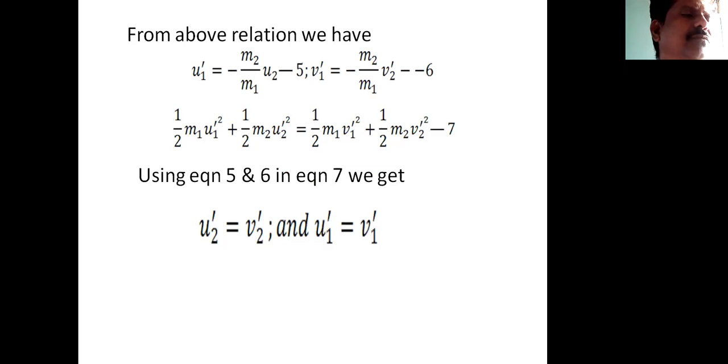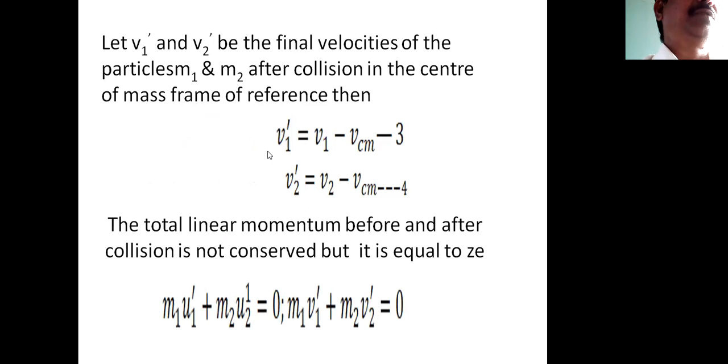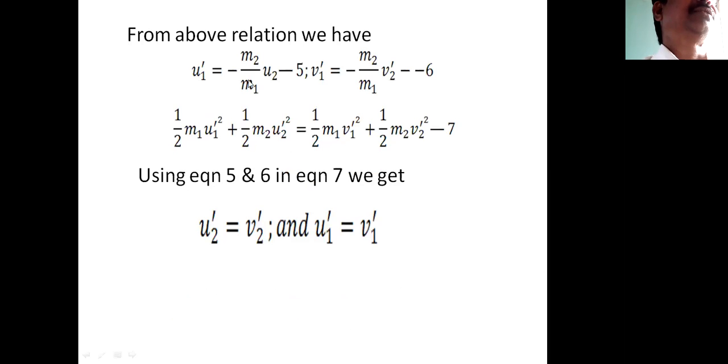Okay. So from the above relations, let us draw some conclusions. U1 dash equals minus M2 divided by M1 into U2 dash, say equation number 5, obtained by using the above relations. Similarly, V1 dash is equal to minus M2 by M1 into V2 dash. That is equation number 6.